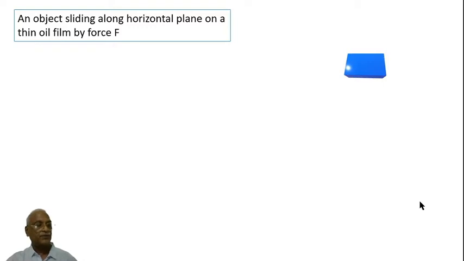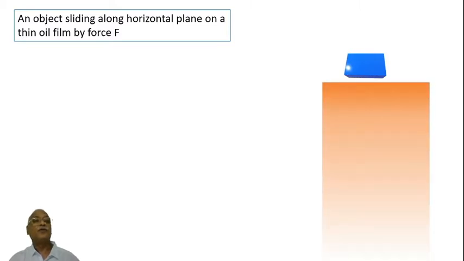video session, we'll discuss a variety of situations as far as viscosity is concerned. The first one, an object sliding along a horizontal plane on a thin oil film by force F.